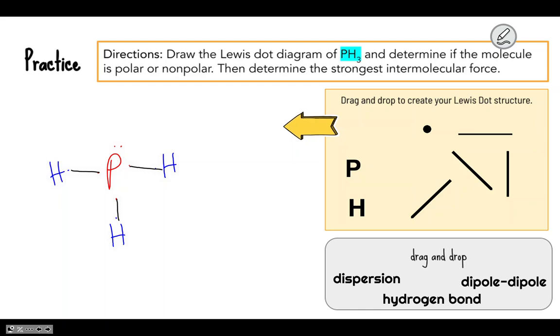Polar. This one's polar. Now, it's polar, so which one is going to be its strongest force? Dipole-dipole, good, because it does not have HF, HO, or HN, so it does not qualify for hydrogen bonding. So yes, this one would be polar, but it's still only going to be dipole-dipole.